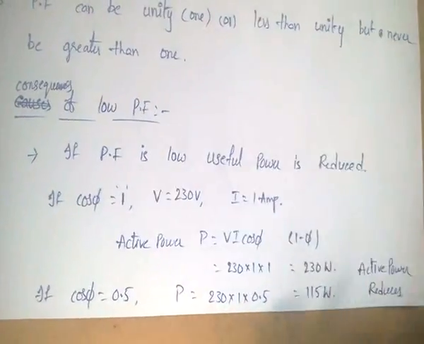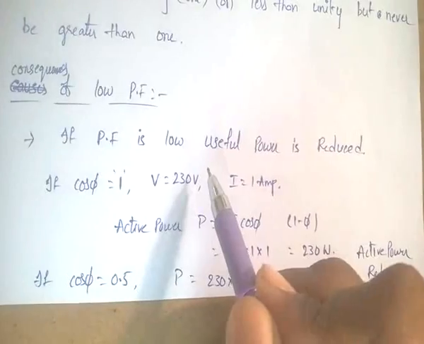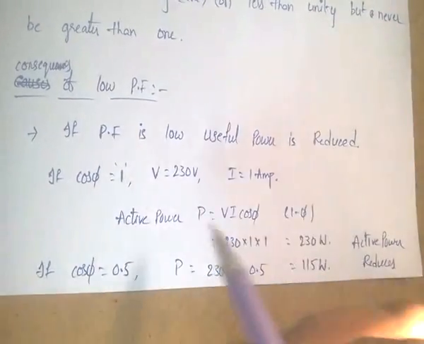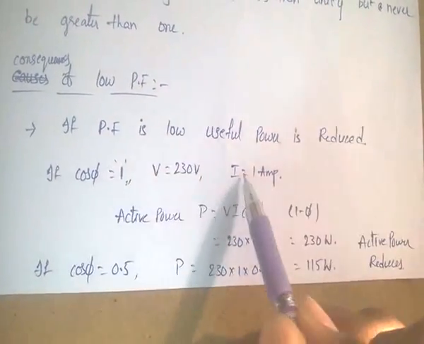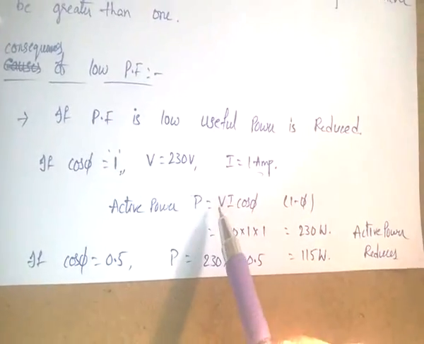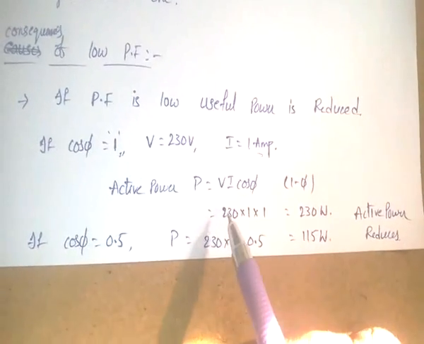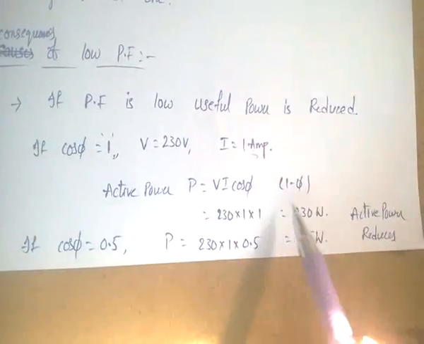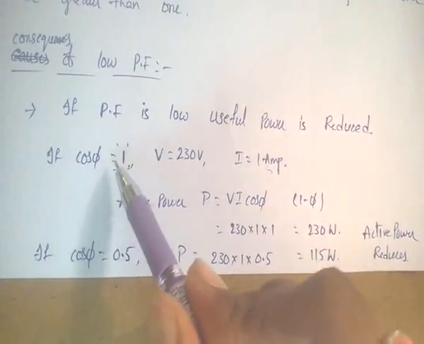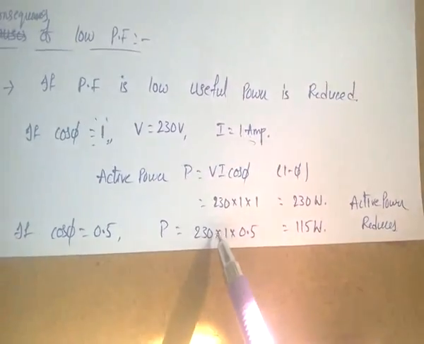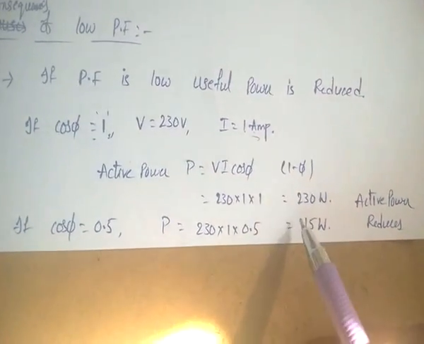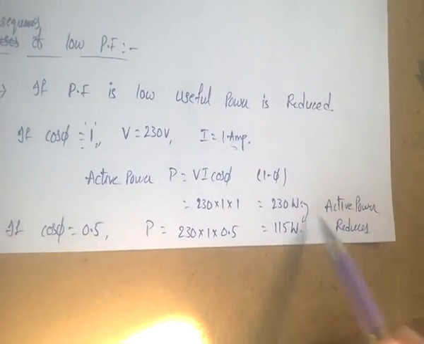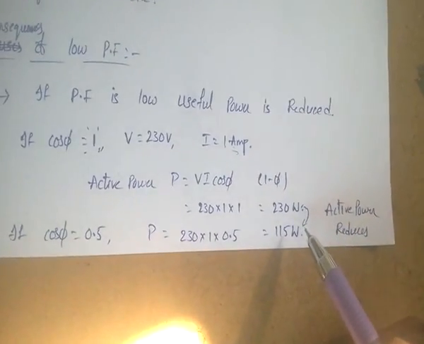Consequences of low power factor. If the power factor is low, then useful power will be reduced. I will explain. If power factor equals 1, then active power P equals VI cos phi. In case of single phase supply, 230 volts, 1 amp, and cos phi is 1, so the total active power is 230 watts. In case power factor is 0.5, then power P equals 230 into 1 into 0.5, that is 115 watts. That means for low power factor, the active power reduces.